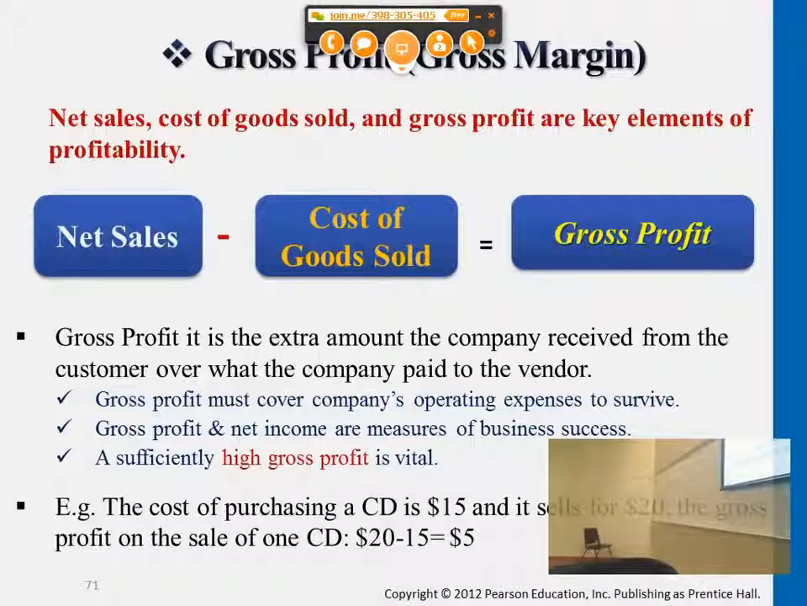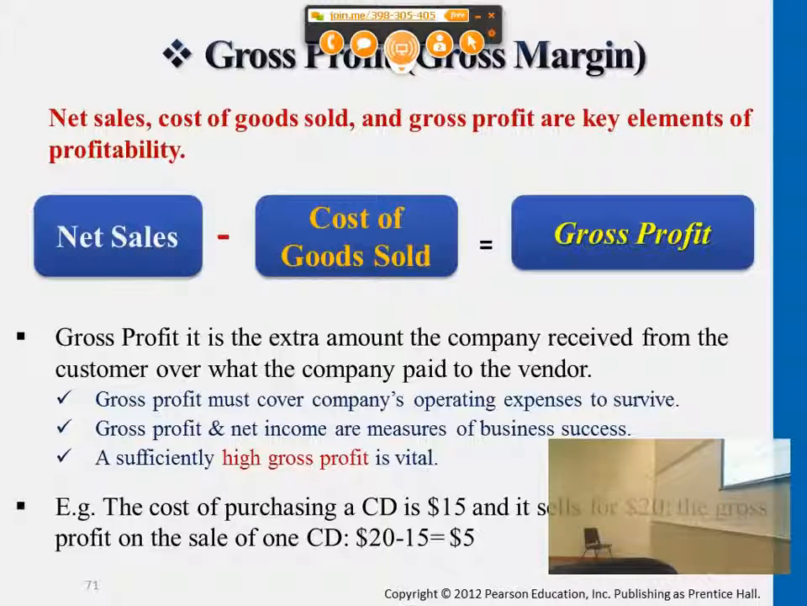Okay, so the official definition here is the extra amount the company received from customers over what they pay to vendors, but really what they're saying is just the differences between cost and retail price. So for example, if the cost of purchasing a CD is $15, later on the company marks up the price for each and every CD so the customer pays $20. Then for each sales transaction of one CD, you're getting $5 of gross profit. So if you sell 2 CDs, you're getting 10, 3 you're getting 15, 4 you're getting 20.